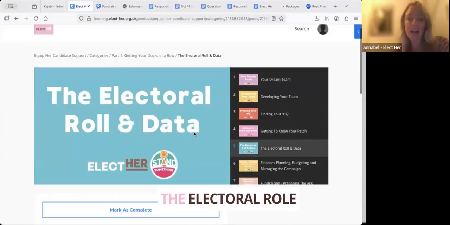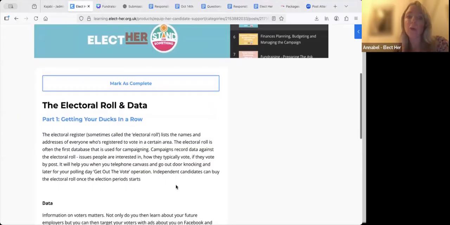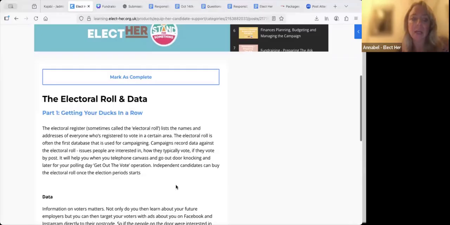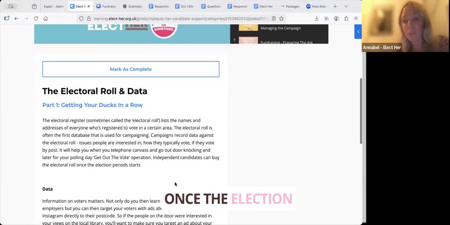So again, this is the electoral roll and data and what sits behind that. I don't know, does everyone know the electoral register? The electoral roll lists the names and addresses of everyone who's registered to vote in a certain area. So if you are a party, you will probably already have your hands on this. It will be slightly outdated, won't yet be right and ready for the elections coming in May, but you can get hold of it. If you're an independent, you can buy it once the election period starts.